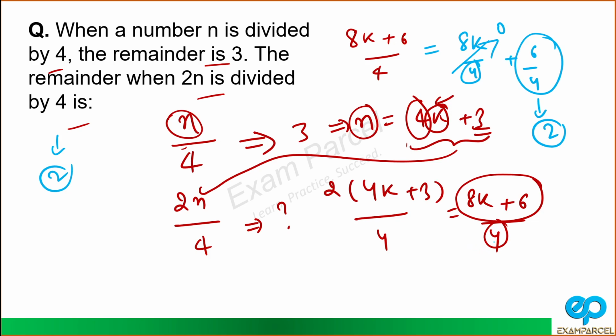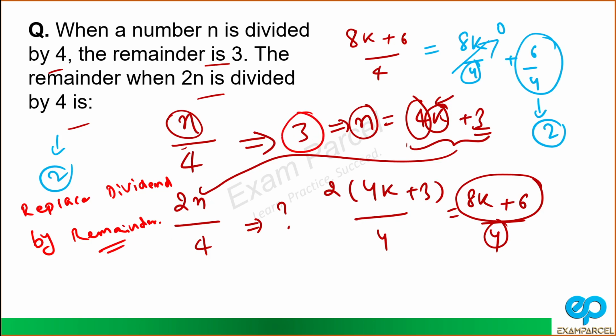Okay. Now you can obviously do this using this method, but I want to explain you another method as well. What I will do is simply replace the dividend by the remainder. Okay, I can directly do that. So for example, this was the remainder in the first case, right? When n is divided by 4, I'm going to get a remainder of 3. Now rather than doing this whole long method, I will simply put this 3 here.